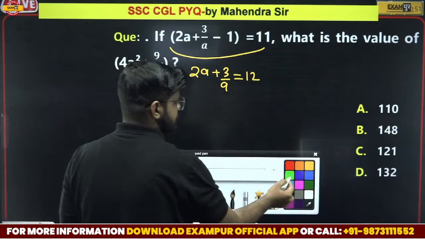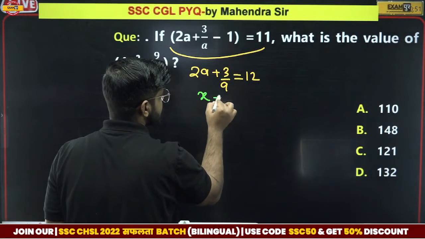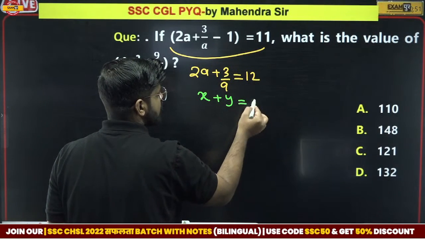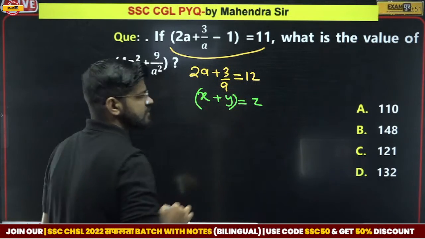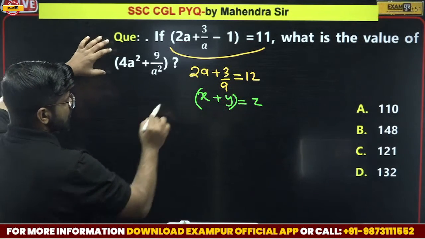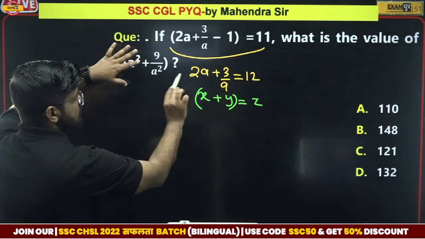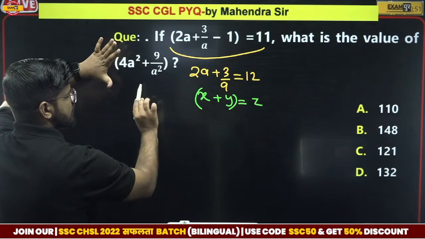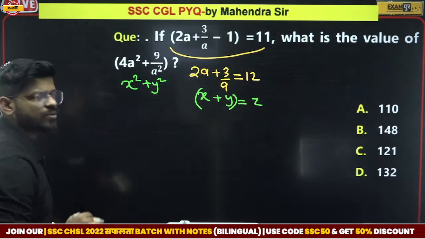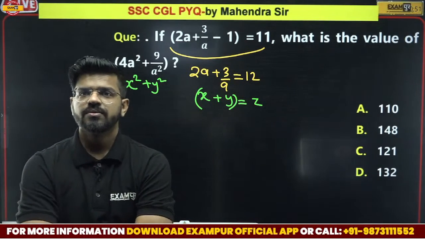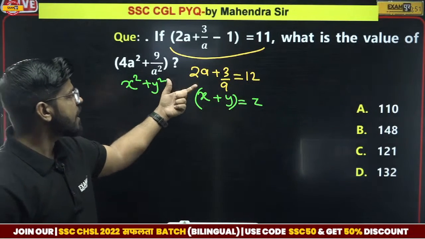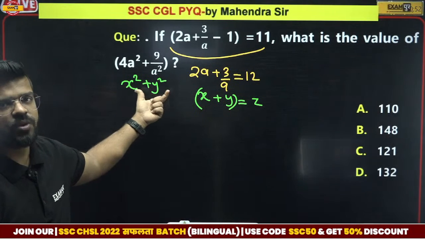Can we say that this is my x, this is my y, and this is equal to z? Yes or no? And now this is 2a square and this is 3 by a square. That means we have to find x square plus y square. Did you see that? So we have been given x plus y, and we have to find x square plus y square.